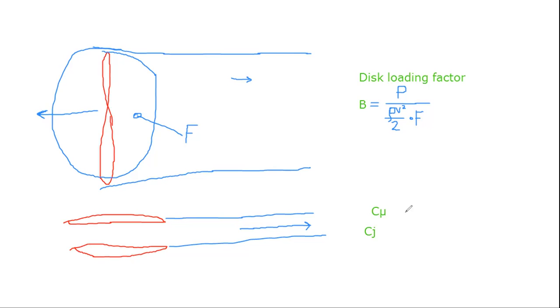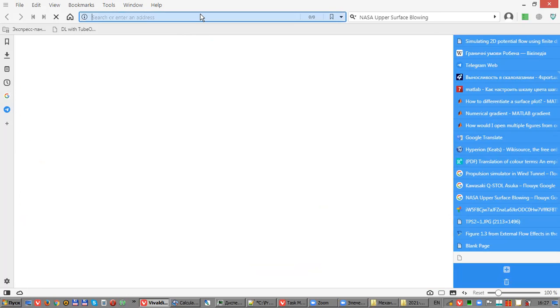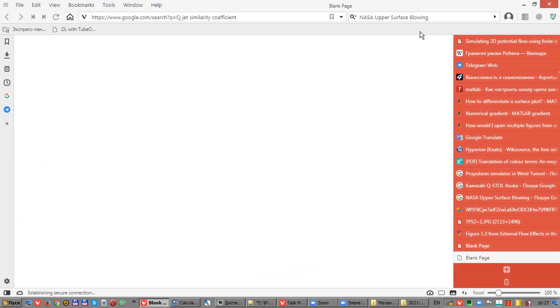So what about C mu coefficients? Maybe I need to Google it because I forgot the exact formula. Wait a minute, I'll find this formula on the internet and show you. What about Google? Jet coefficient. And maybe we find a Wikipedia article or some PDF with the formula.